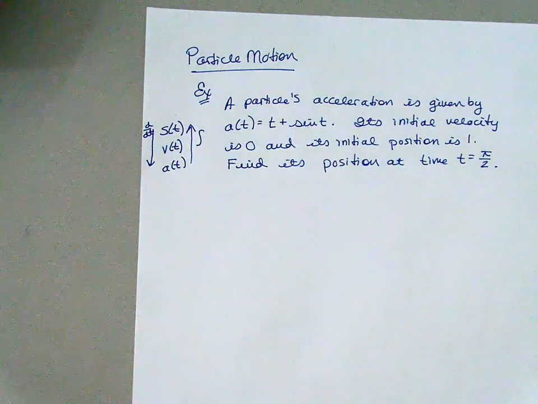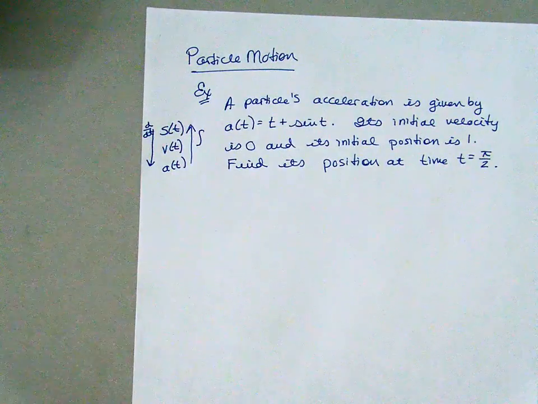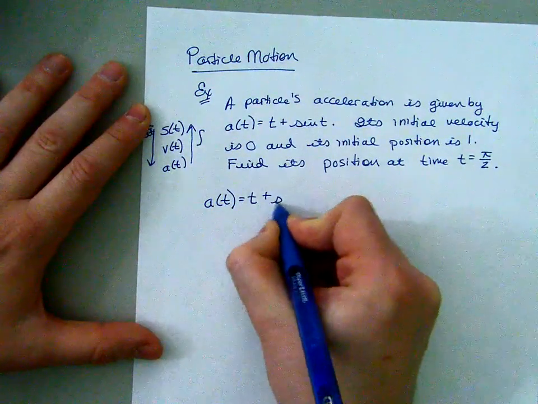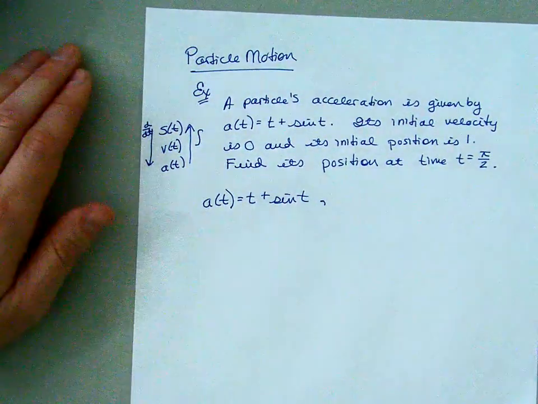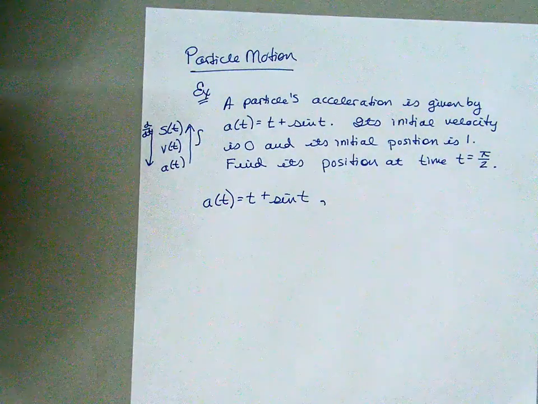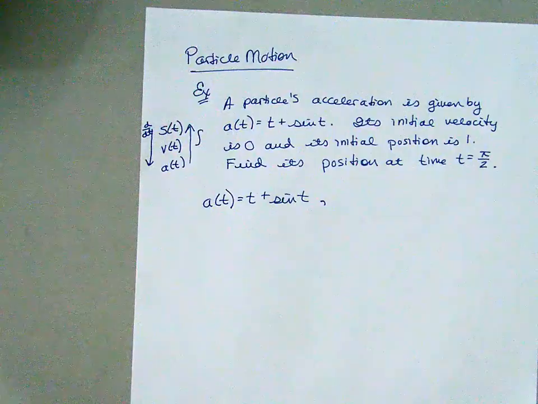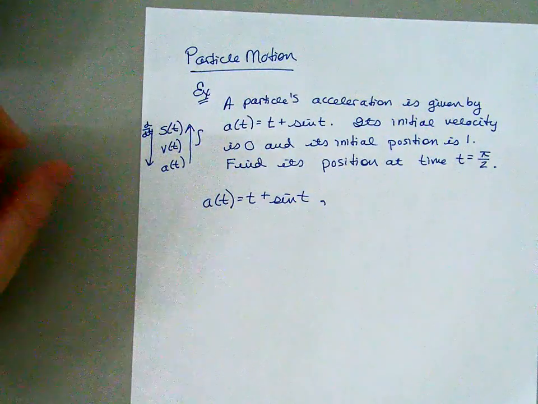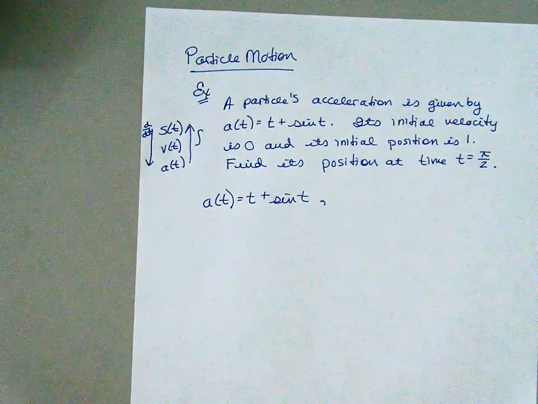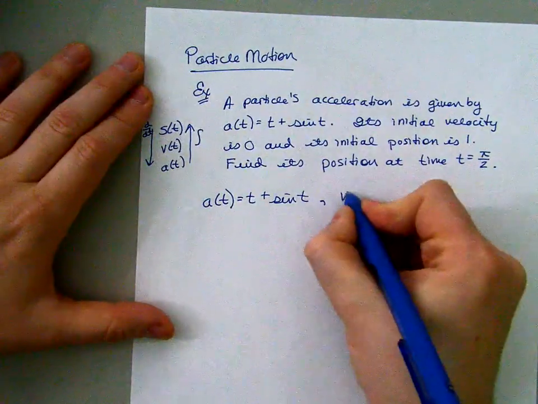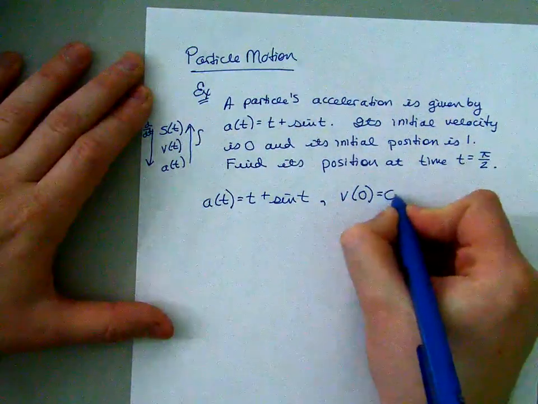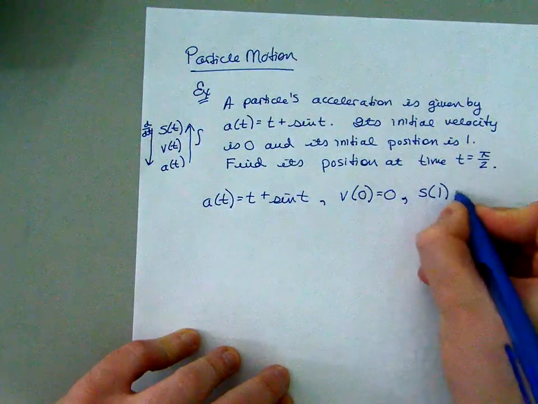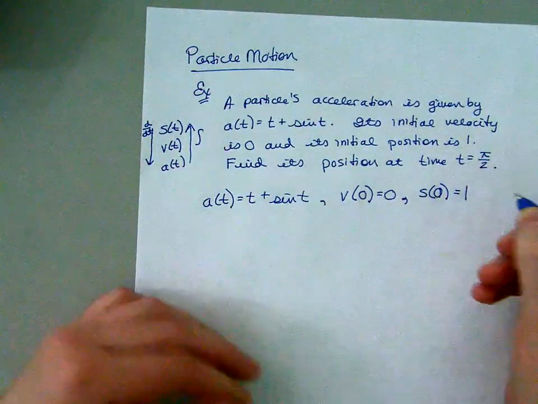You know what? Before I do this, let me rewrite this problem just in symbols rather than in words. I told you that the acceleration is t plus the sine of t. If the initial position is 0, how can I write that in symbols? Manoj? Yep. Let's not do subscripts in here. Let's do function notation. Good. The velocity at time 0 is 0. And if we're using s for our position function, we can say s at time 0 equals 1.